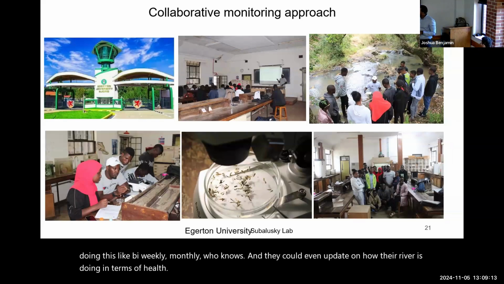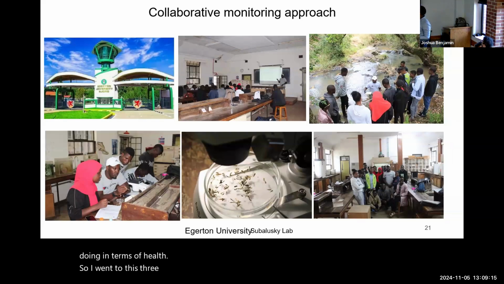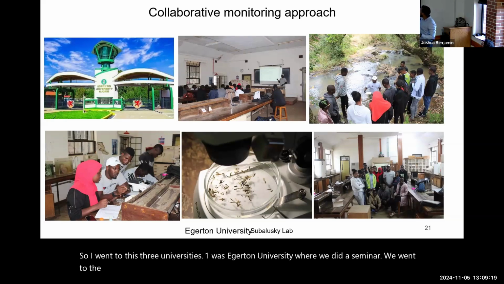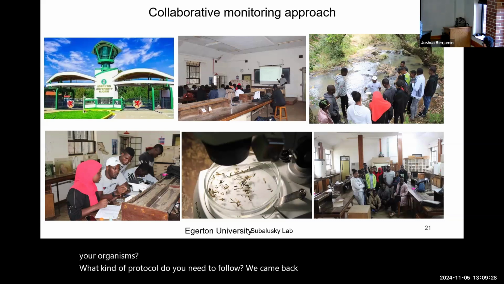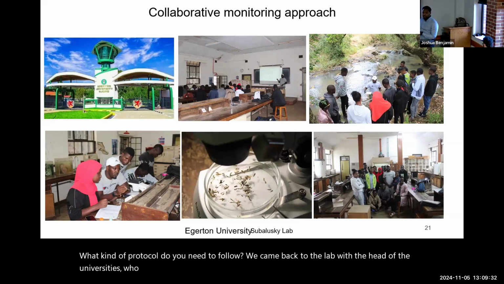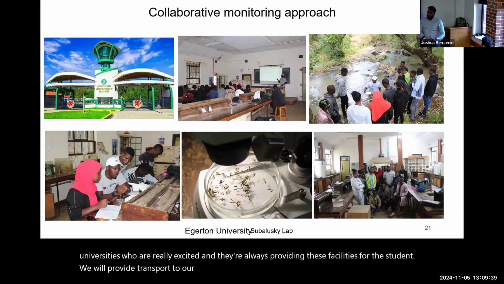So I went to these three universities. One was Egerton University, where we did a seminar. We went with the students to the river, showed them how the technique works, how you need to sample your organisms, what kind of protocol you need to follow. We came back to the lab with the head of the universities who are really excited, and they are always providing these facilities for the students. They will provide transport to the nearest river to go sample.